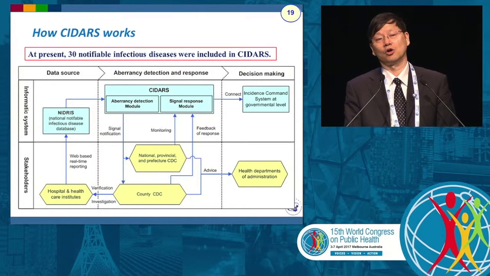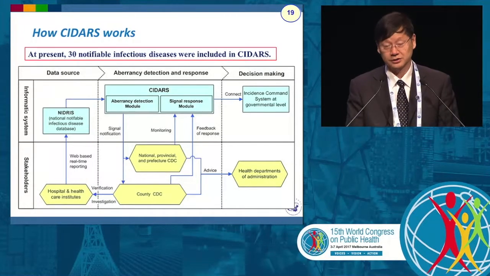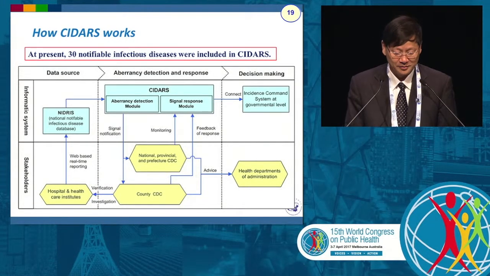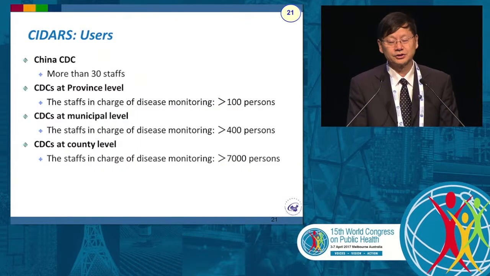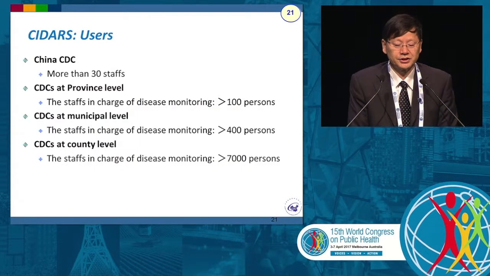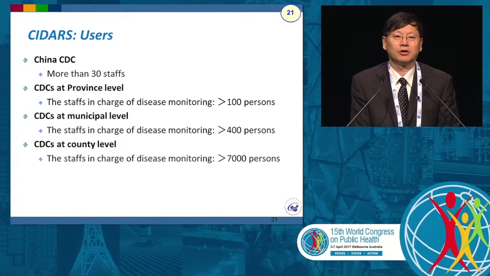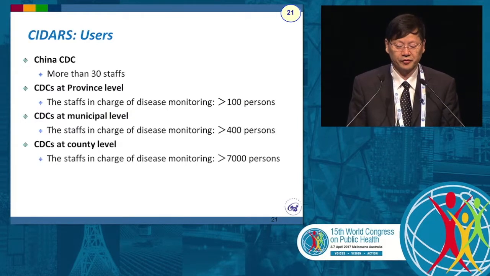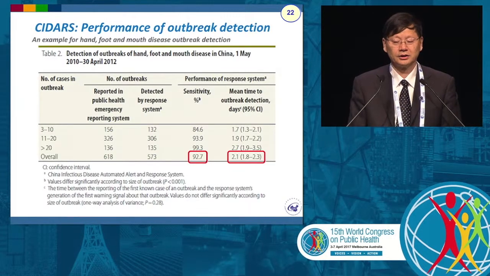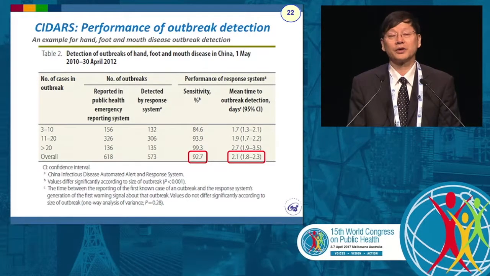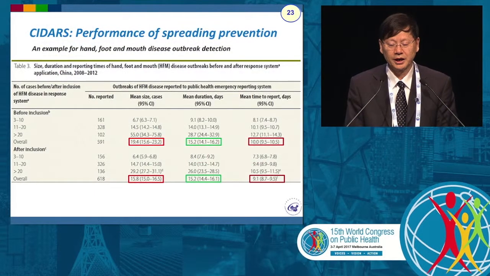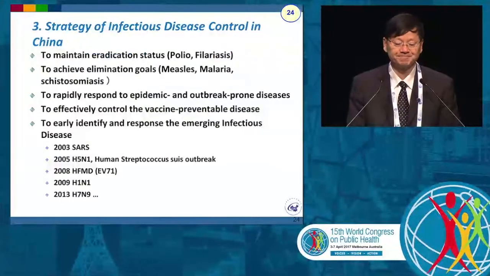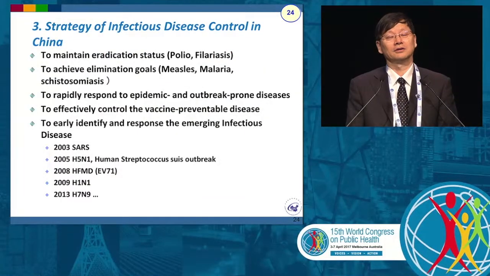This CDAS mechanism works, okay, time is limited. Just for example, the CDAS users are China CDC and CDCs at the provincial, prefecture, and county levels. Okay. This is the performance of the outbreak detection in the past year. Okay. Just another example. Last slide.